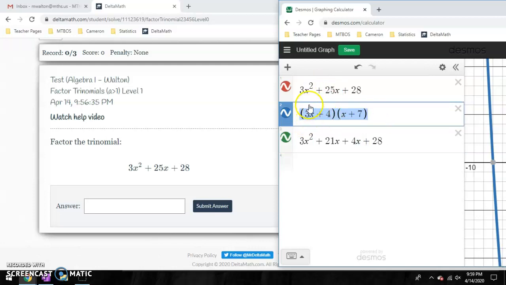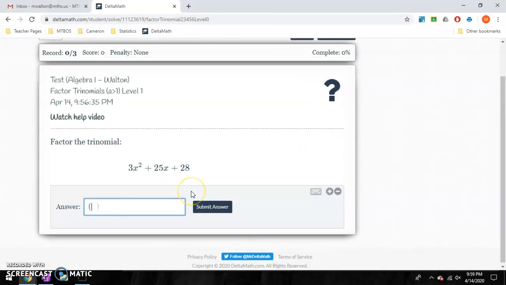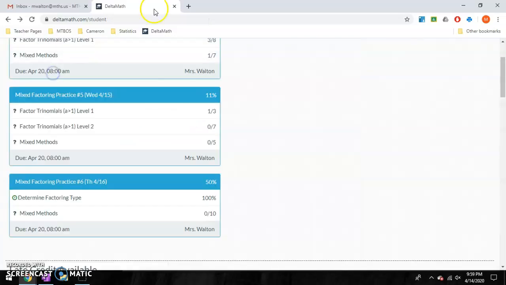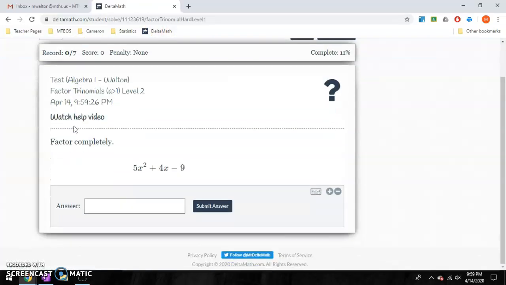If I were to multiply this out, 3x times x is 3x squared. We've got 21x, 4x is 25x, and 4 times 7 is 28. So this factors into 3x plus 4, x plus 7. And you can submit your answer, and you will be all okay. Now we're going to go ahead and bump this up just ever so slightly here.